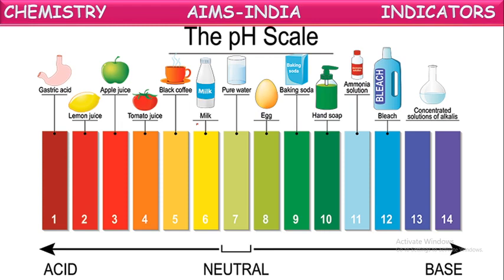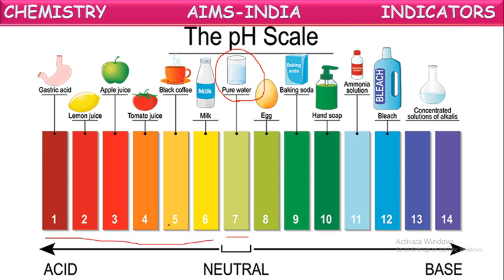See here pH scale is shown. If the pH value is exactly 7, those substances are said to be neutral solutions. Example, pure water. Pure water is a neutral solution. Its pH value will be exactly 7. It shows a light green color with a universal indicator. It is shown here. And the pH values in between 7 to 1 represent acidic substances.